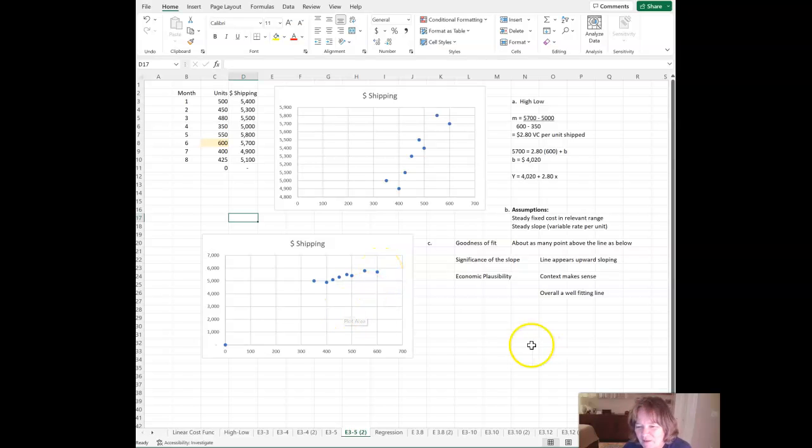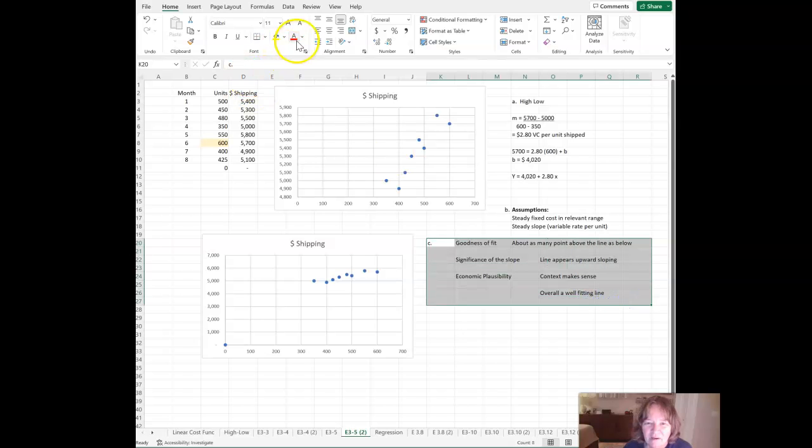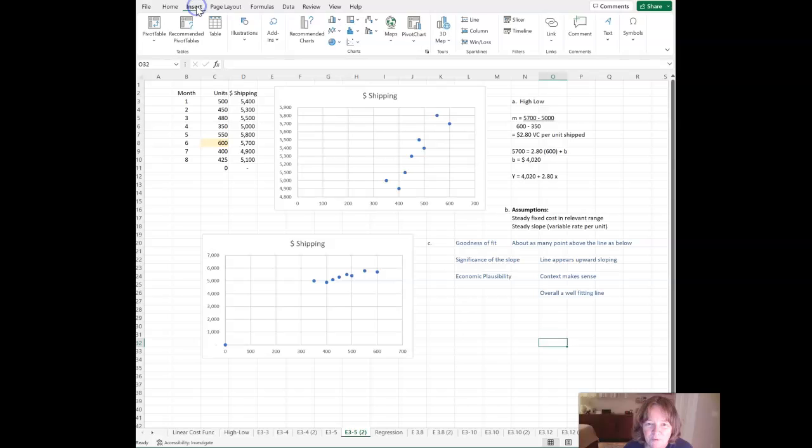And then the part that I want you to pay attention to is right down here, this piece here, and how to evaluate a scatter plot. I like this part. So goodness of fit. All right, if we drew a line in here, let's do a quick line.